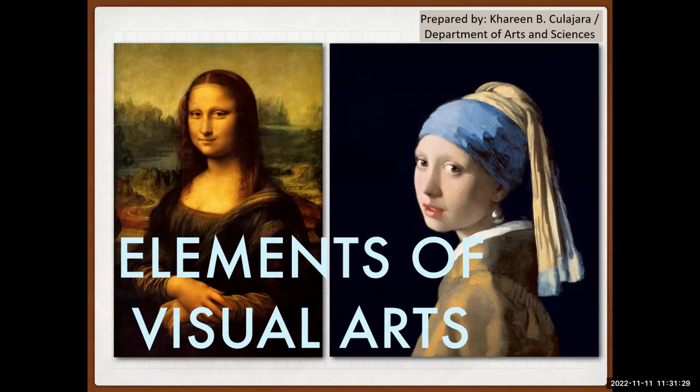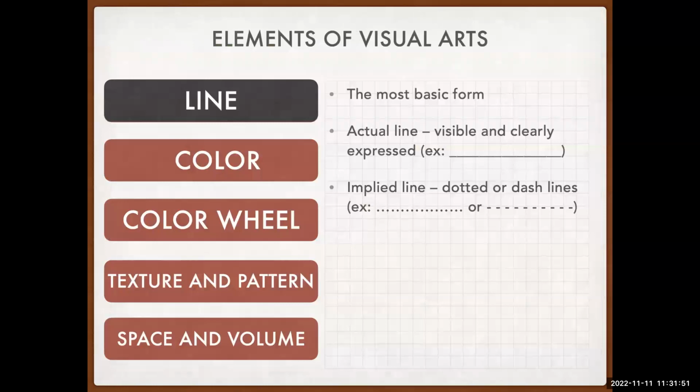So this is the first lesson that will be included in the coverage for the midterm examination. We have elements of visual arts. When we talk about elements of visual arts, we are going to be discussing the different elements that are combined or associated in making visual art possible. So in this regard, we are going to be discussing the following elements.